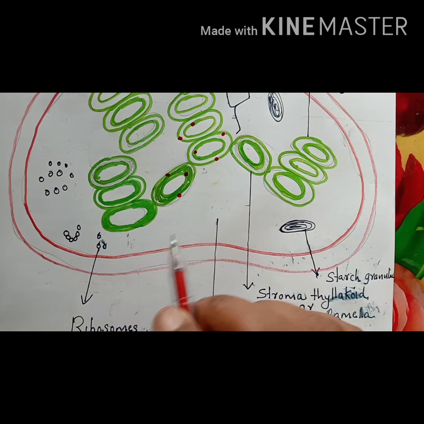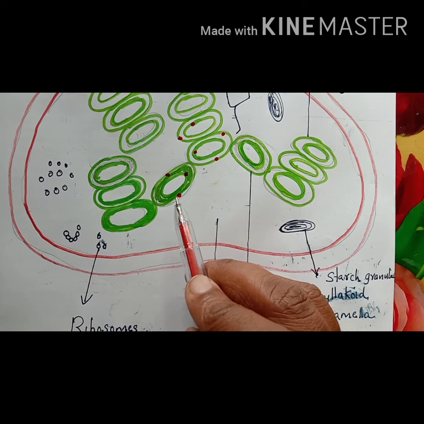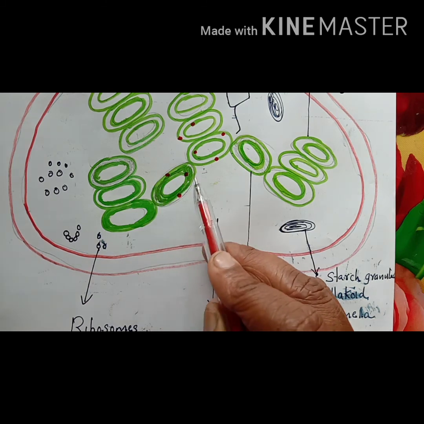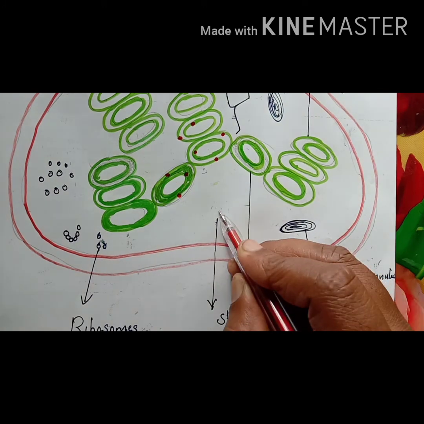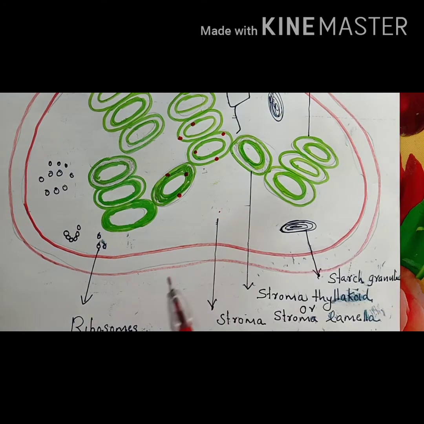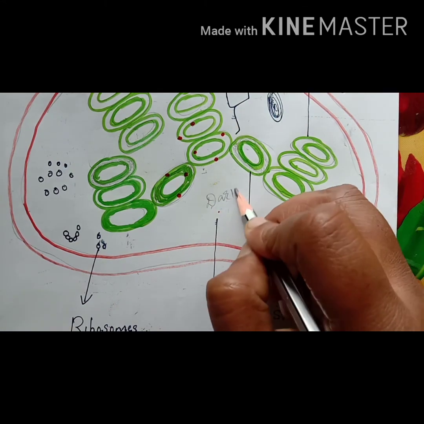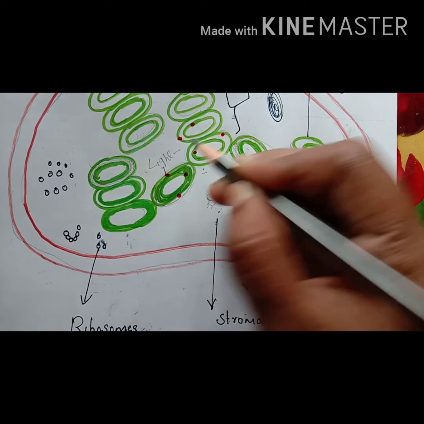In photosynthesis there are two steps: light reaction and dark reaction. Absorption of sunlight comes under light reaction. So the light reaction will occur on these membrane systems. Dark reaction occurs on the stroma region. So here we can see the dark reaction, and on the membrane system we can see the light reaction.